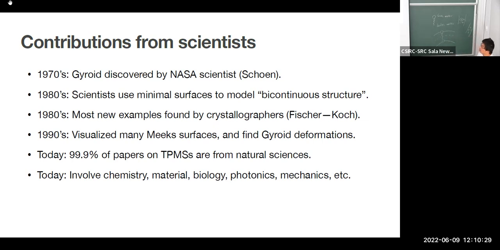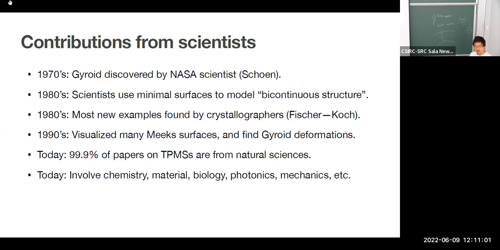Yeah, and then we have a lot of physicists, including Schoen and Schröder, who is still active today. They visualized many mixed surfaces, because I said if you ask me to give you an example in the mixed family, I will give you a Schwarz one that Schwarz already knew. But they managed to visualize many monoclinic deformations of mixed surfaces. And also they found the gyroid deformations.